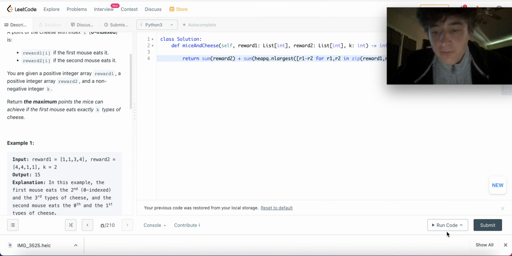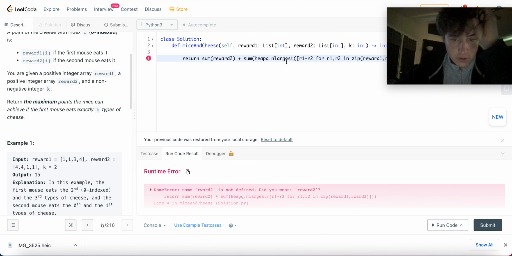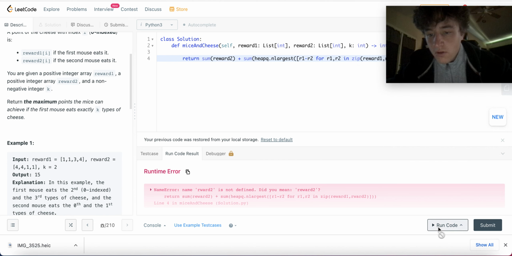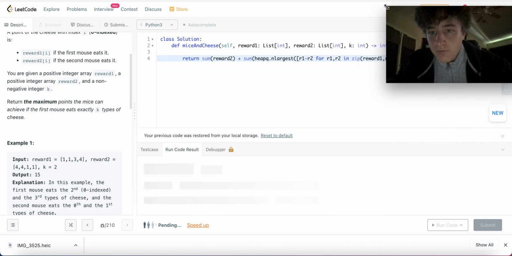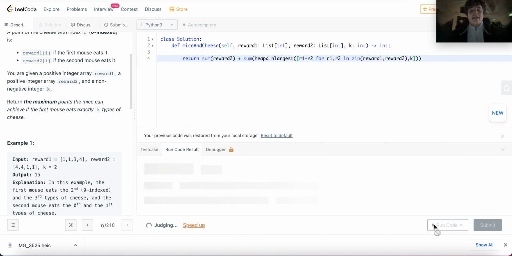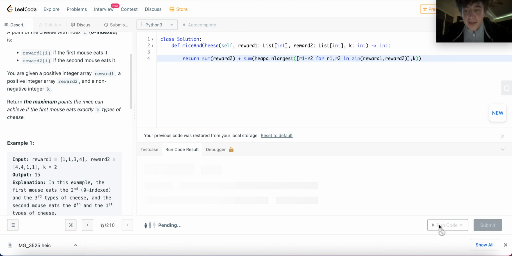Kind of curious if that works. The n largest reward 2 isn't defined, because my stupid face was in the way. Let's make me smaller. I'm tiny. N largest is missing one. Oh, so I need a... So which largest do I want? I want the k largest, right? Because that's the k that I have to choose for mouse one. This needs to go out here. I've been coding a lot. I probably shouldn't talk about that.